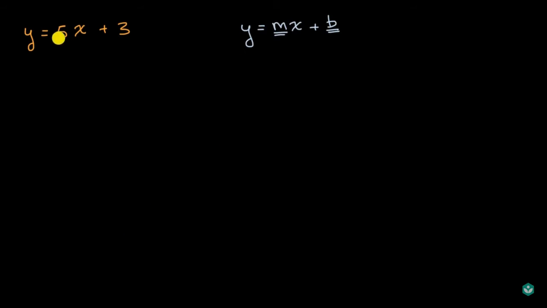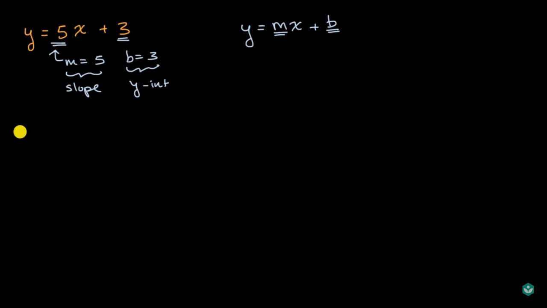So if we just look at this, m is going to be the coefficient on x right over there. So m is equal to 5. That is the slope. And b is just going to be this constant term, plus 3. So b is equal to 3. This is your y-intercept. So that's pretty straightforward, but let's see a few slightly more involved examples.